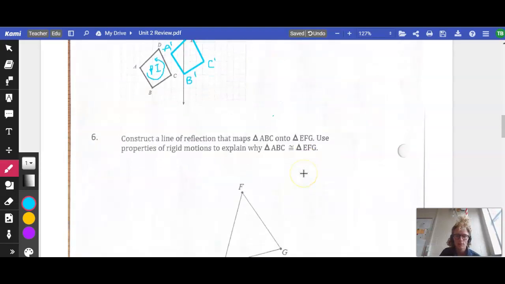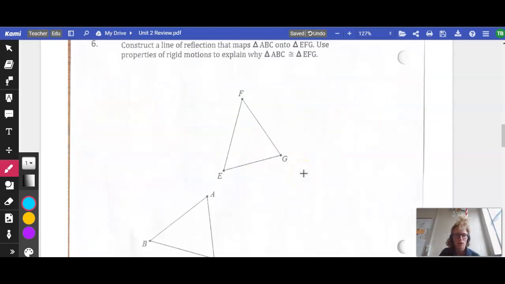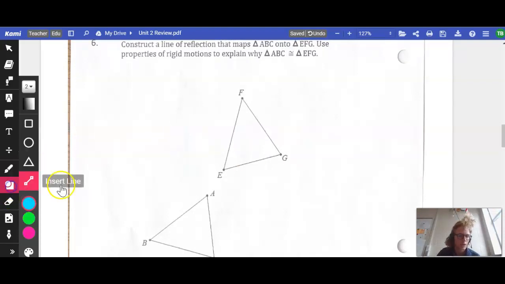Alrighty. Next one, number 6. Construct a line of reflection. All right, this one will be a little bit different than what you would do because I'm working on a computer. So I'm going to create a line between a pre-image point and its image. I'm going to choose A and E because they're right next to each other, and they're both the first letter, so I know that they match up. So A goes to E.